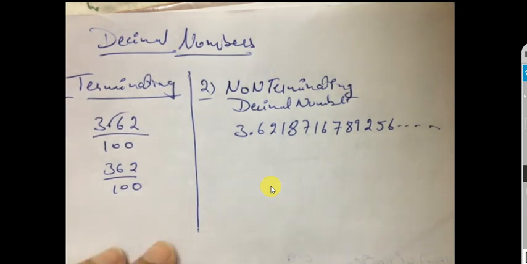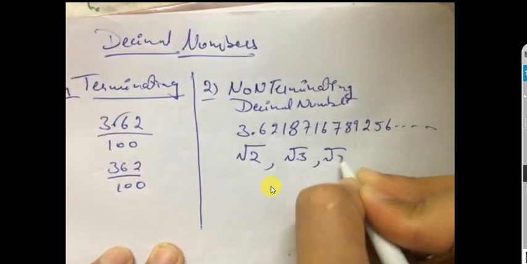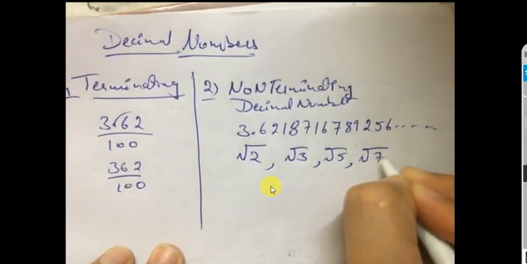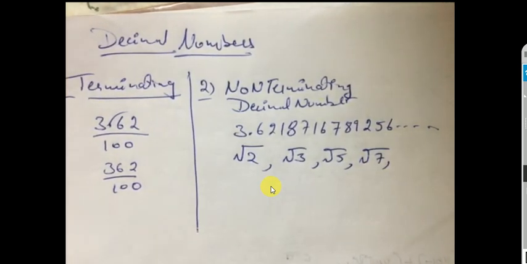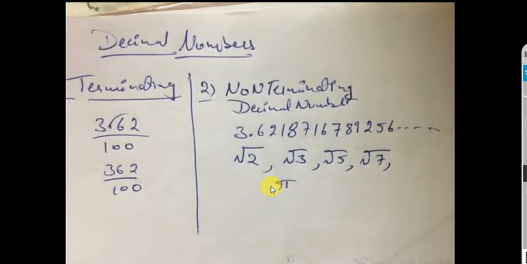Other than this, we also write the value of under root 2, under root 3, under root 5 or any other prime number, which is always irrational. Therefore, they are non-terminating decimal numbers, therefore they are also irrational. Even the value of pi, that is 22 by 7, always comes out to be irrational.